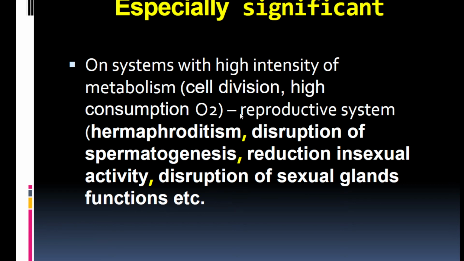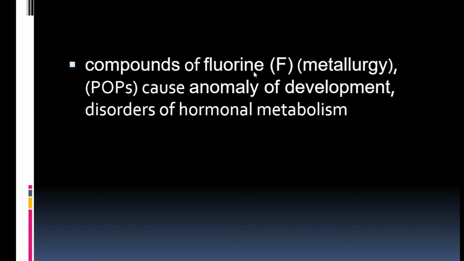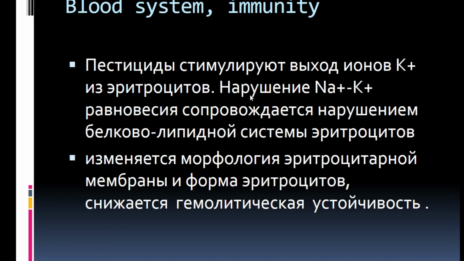It means that the reproductive system is very sensitive to the action of pollutants, and as a result we have hermaphroditism, disruption of spermatogenesis, and frequently now reduction in sexual activity, which we can observe now in the whole world, disruption of sexual glands function, etc. Concerning the thyroid gland, heavy metals affect the functional state more significantly in iodine deficiency. Compounds of fluorine in metallurgy, we have such a situation, and pesticides cause anomalies of development, disorders of hormonal metabolism.